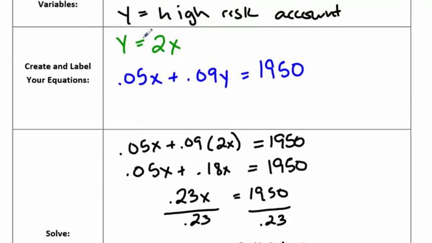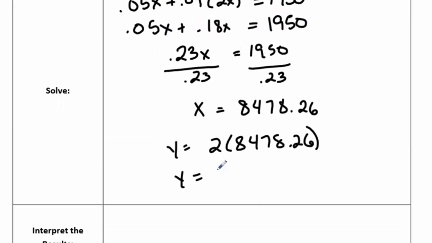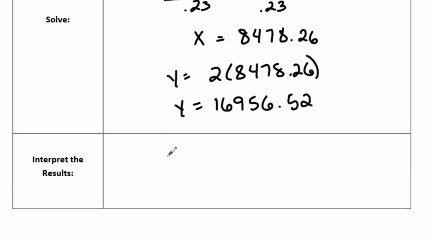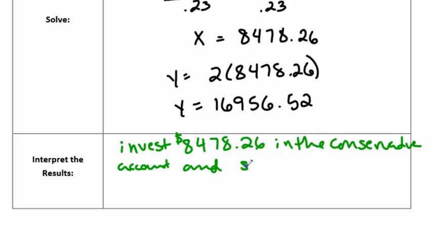Now our y value is going to be twice the x value. Y equals 2 times x. So if we multiply that by 2, we can see that our y value is going to be 16,956.52. Interpret the results. We want to invest $8,478.26 in the conservative account and $16,956.52 in the high risk account.